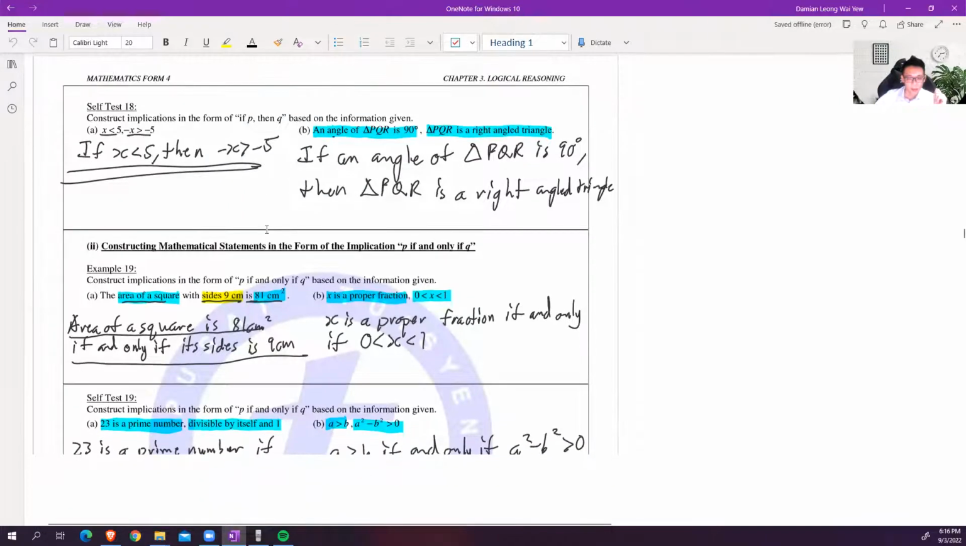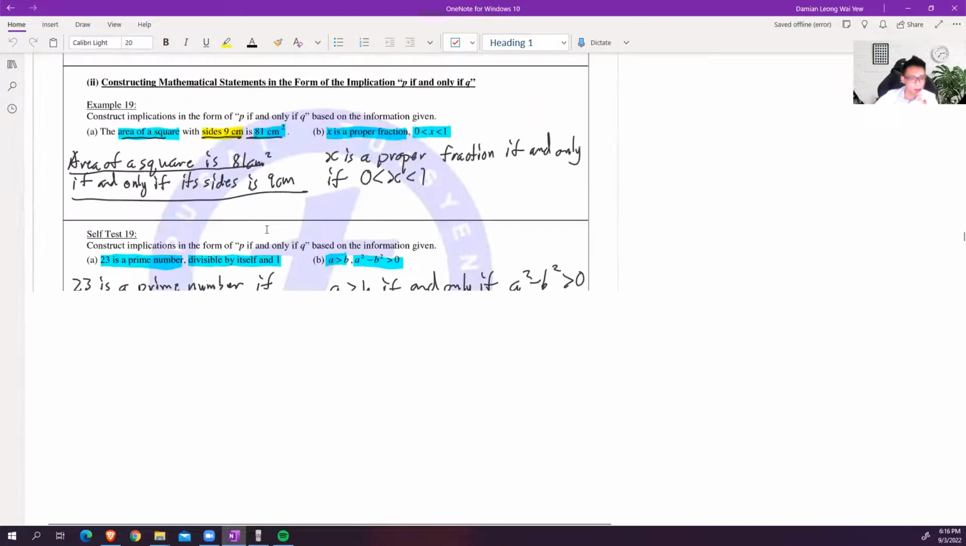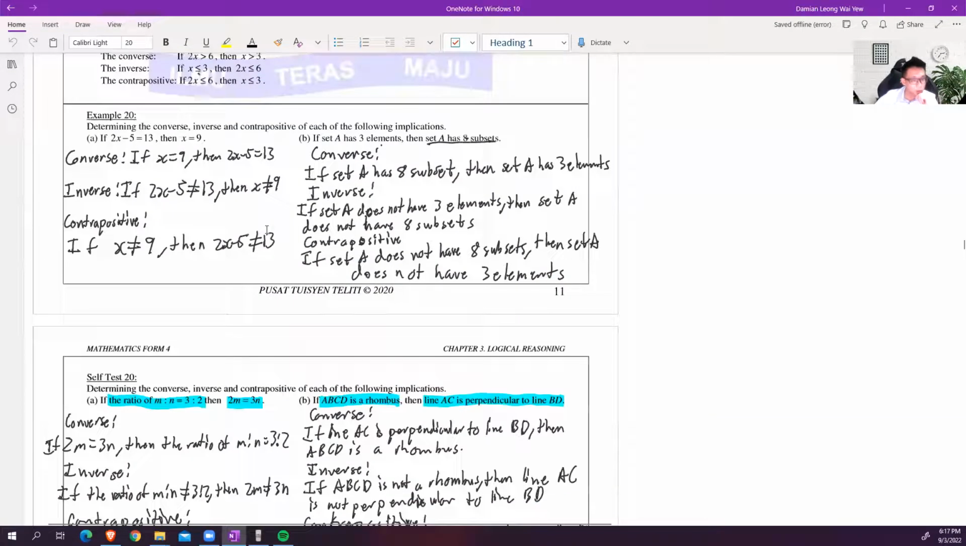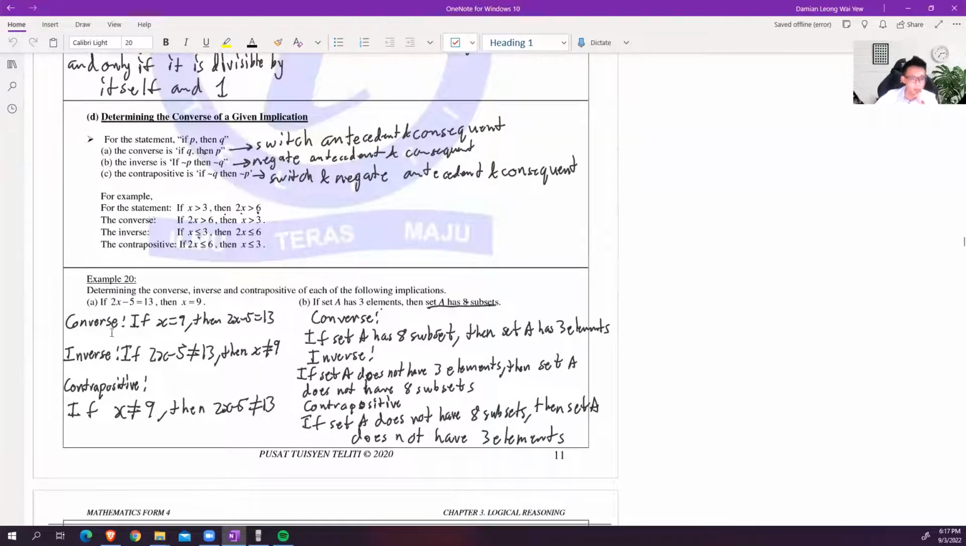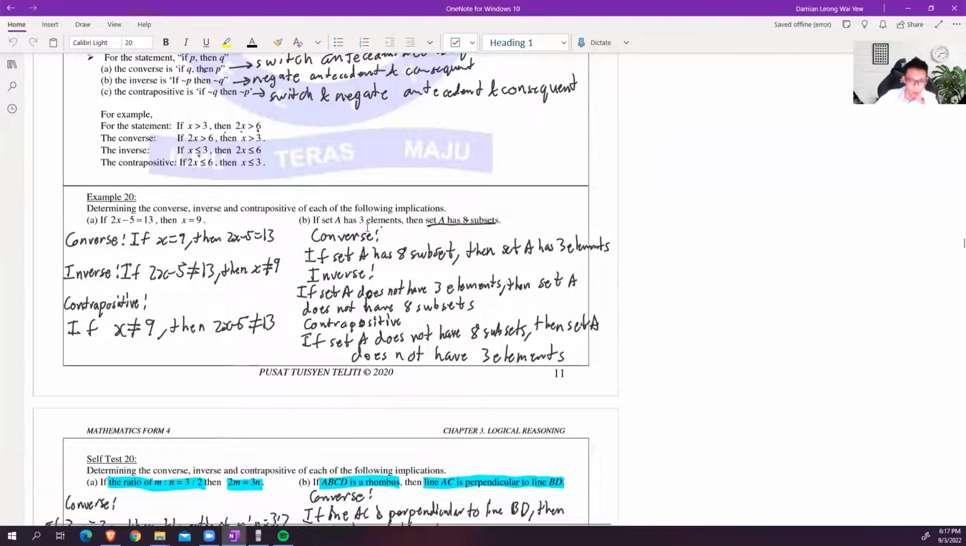Then after that we have converse, inverse, and contrapositive. I would say quite likely for them to ask also. Converse, inverse, contrapositive would be a very crucial one.